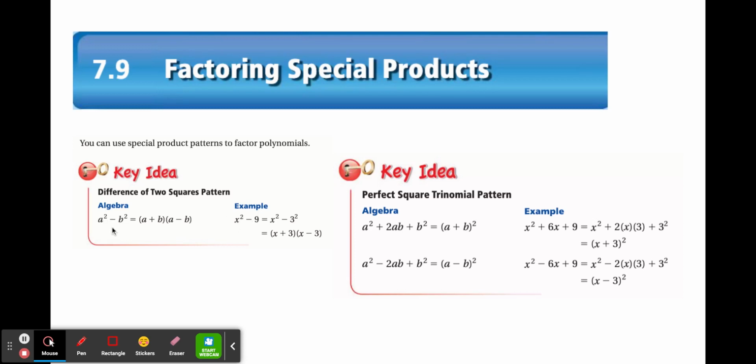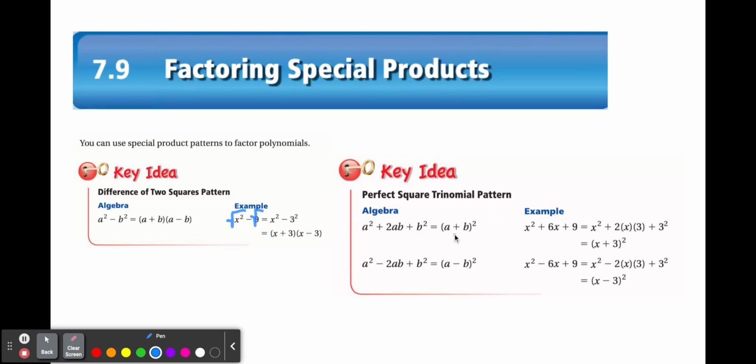We're going to take it from this form back to the two binomials. So what we want to do is take the square root of the first term and the square root of the second term. So we have the square root of x squared is x, the square root of 9 is 3. So we would put it in two binomials, x plus 3, x minus 3. So the sum and the difference, okay?